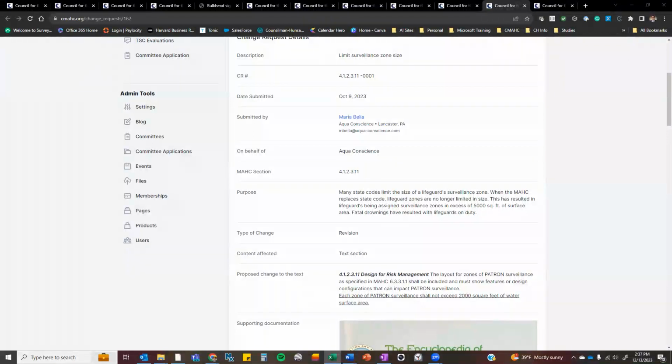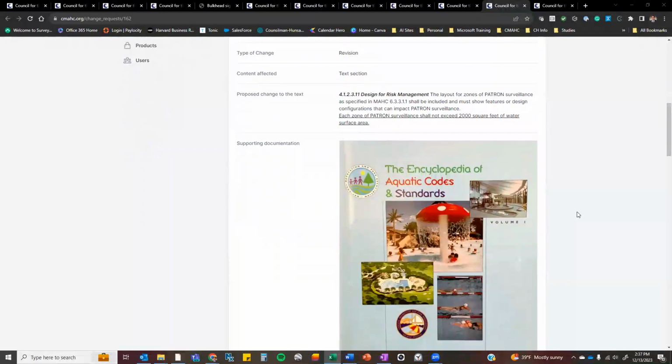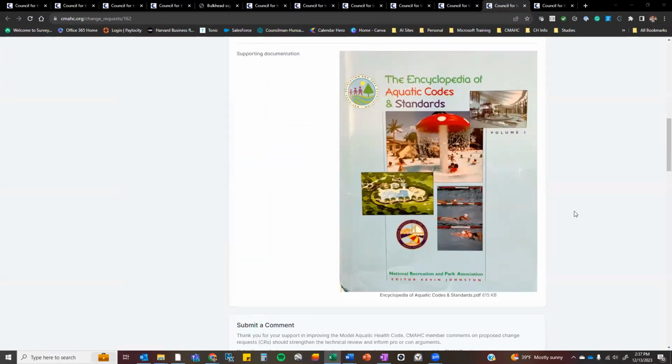And that would go into 4.1.2.3.11, which already says the layout for zone of patron surveillance specified in 6.3.3.1 shall be included and must show features for the design configurations that impact patron surveillance. This is the one where they cite an old book that NRPA put out, the Encyclopedia of Aquatic Codes and Standards, as their supporting documentation.